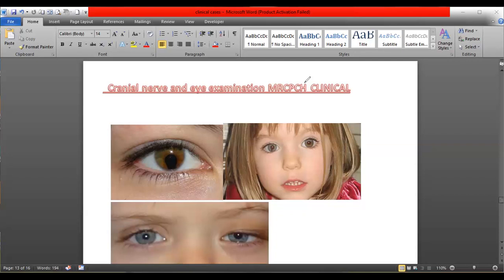Can anybody suggest what are the conditions? Charge syndrome. Yes, CHARGE is one of the findings, but CHARGE is rare, isn't it? CHARGE is rare. And any other, yeah, possible, definitely. Goldenhar syndrome. Any other? Trisomy. Trisomy 13 or 18, I think. One of them.